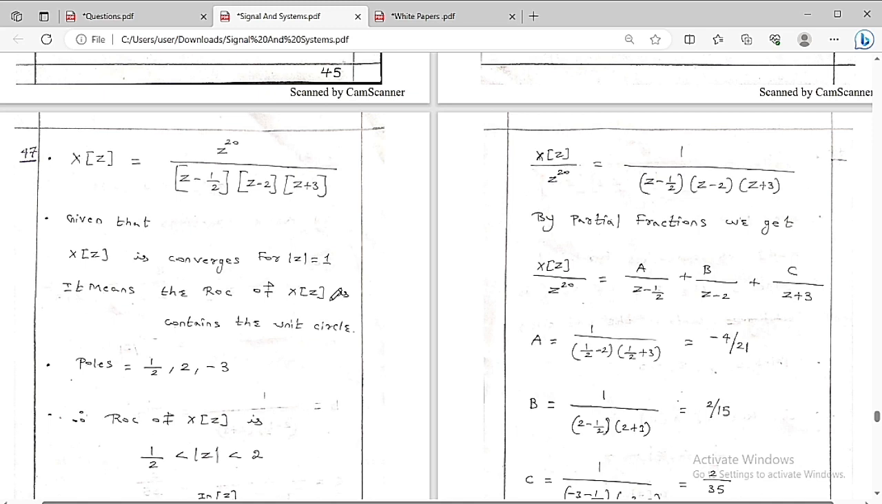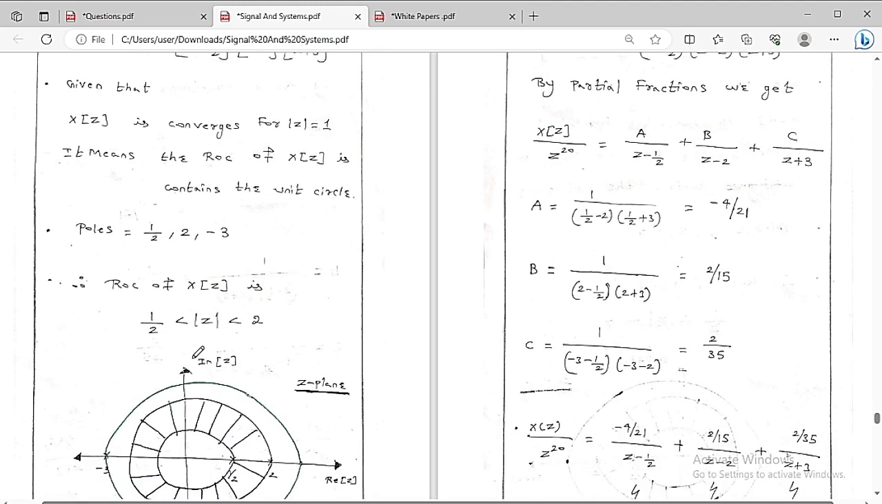Then what are the poles? The poles are the denominator roots. The denominator roots are called poles, which are half, 2, and minus 3. The poles are half, 2, and minus 3. Now these are the poles, but I want to find the magnitude of the poles.